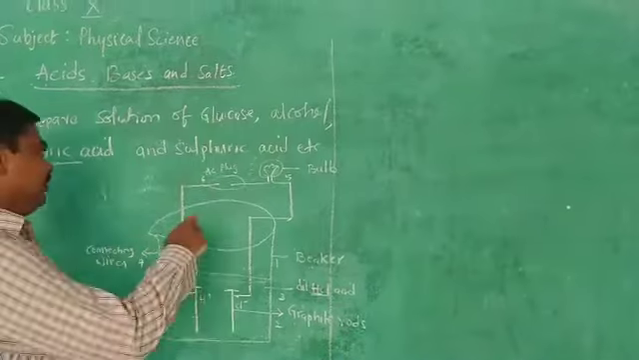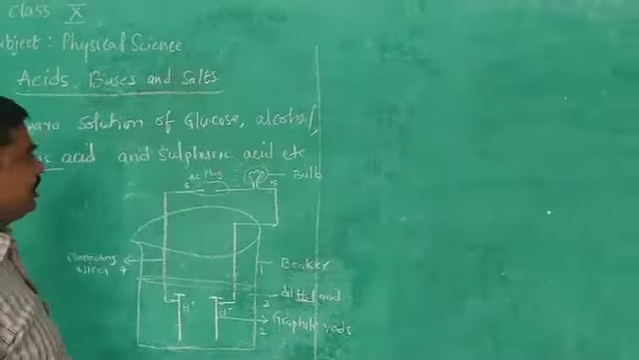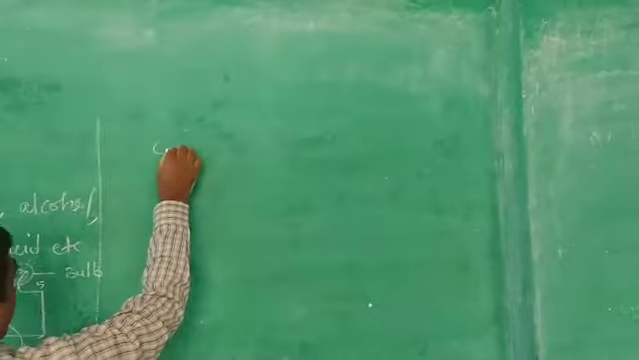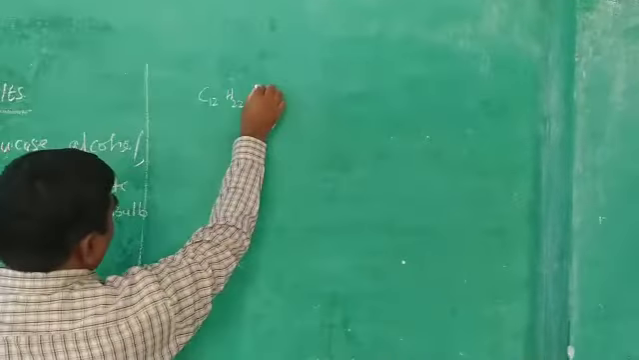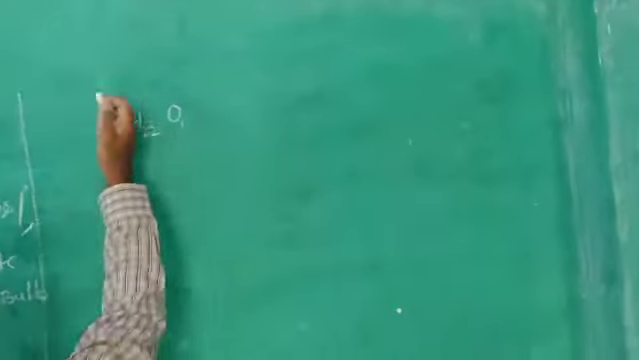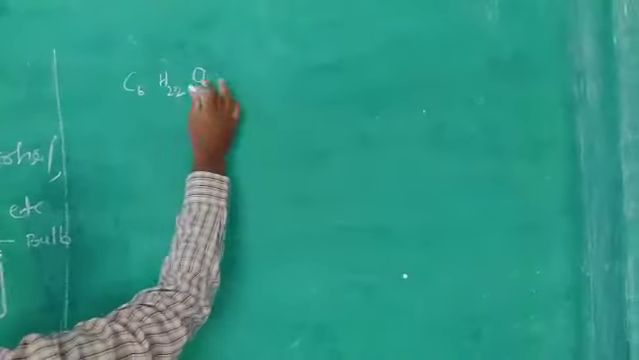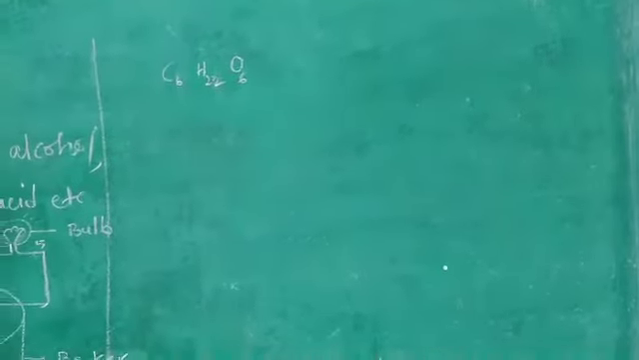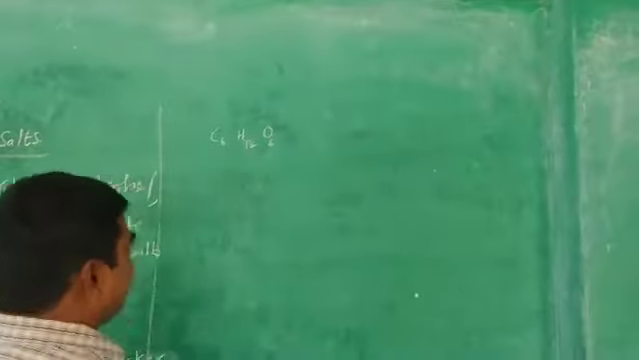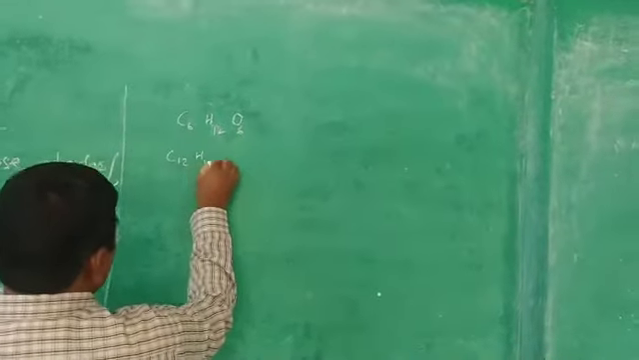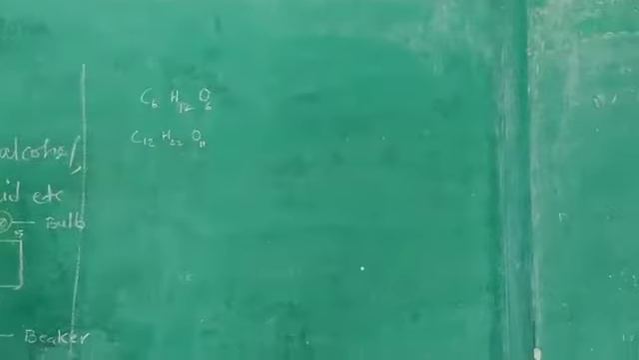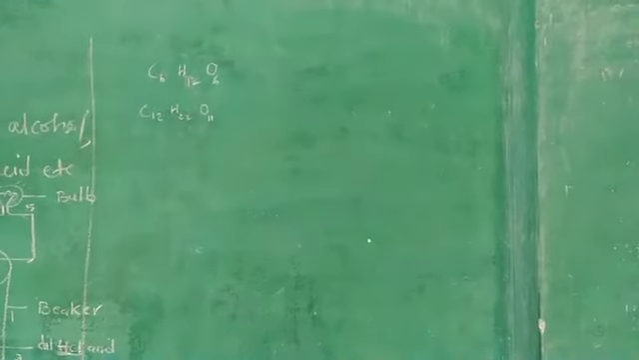Like that, we have to repeat the experiment with alcohol or glucose, C6H12O6. Yes, you are taking that glucose. Another form is there, C12H22O11. Glucose, fructose, all will be there. Whenever you have taken that liquid, yes, taken this liquid here.